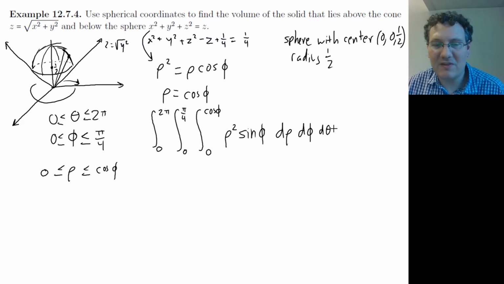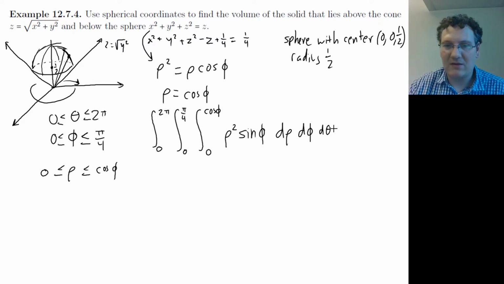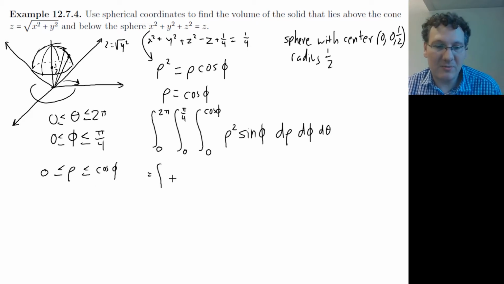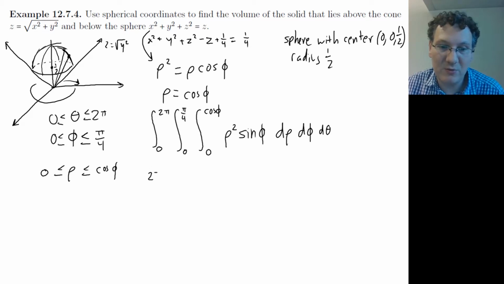To find the volume of this solid, we just integrate the function 1, and then we have the dv. Now remember, dv comes with the rho squared and the sine phi. That's part of the package deal. So I'm going to integrate with respect to rho first. And because there's no theta involved, I'm just going to put a 2 pi out here because in the end, you're just going to be multiplying by 2 pi.